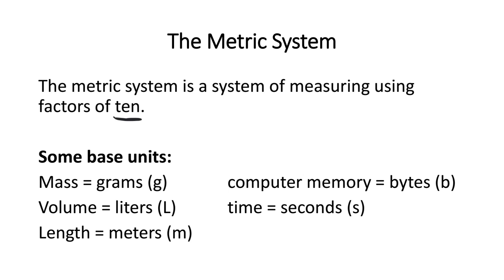Okay, so we do have some base units. The metric base unit for mass is grams. The metric base unit for volume is liters. And the metric base unit for length is meters. Now, these are the three that we're probably going to use the most. There are a couple of others. All you computer geeks out there should know computer memory, which is bytes. And then, of course, time is in seconds.